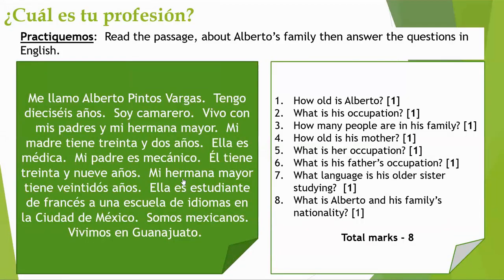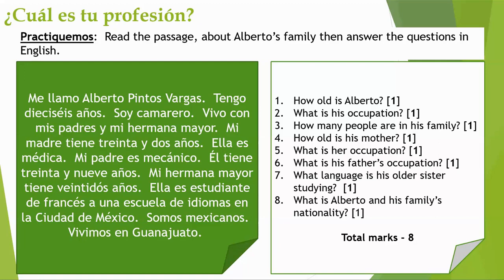Now we come to this passage about Alberto's family. All right, so I'm going to let you read it. I'm not going to read it. Please do not Google it. See what you can answer based on everything that we did in the lesson so far. See if you can read this and answer these questions. Go ahead and read it. Me llamo Alberto Pintos. No, you're going to read it yourself. Don't read it out loud. You're going to read it yourself. You're going to, hold on, Leah.